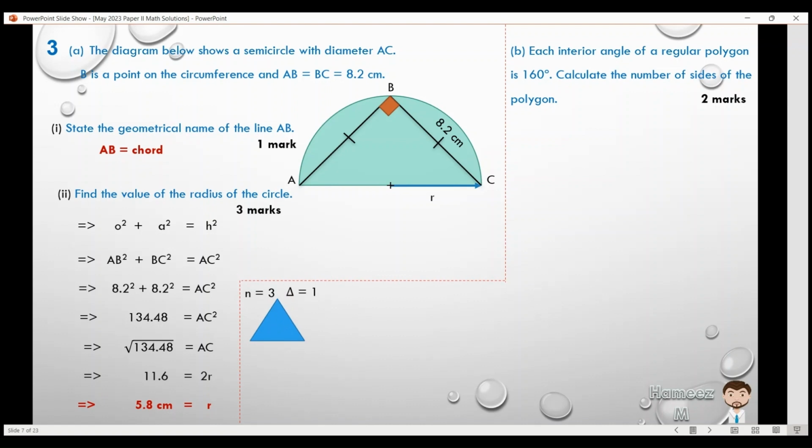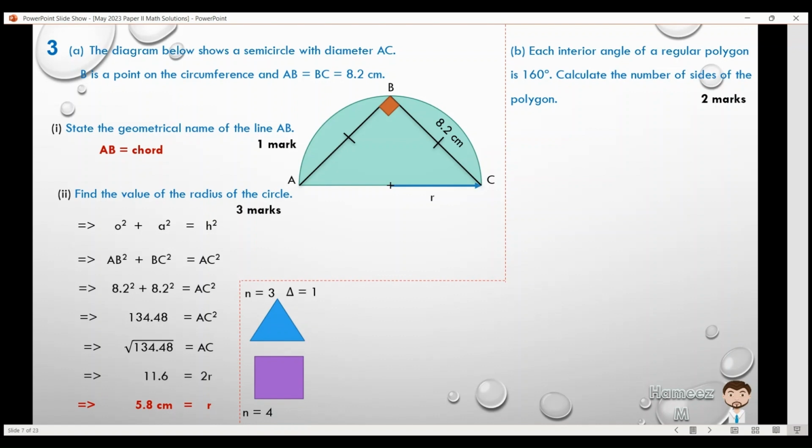Now, let's say that we move from a shape with 3 equal sides to a shape with 4 equal sides. So it'll still be a regular shape, a regular polygon, or a regular quadrilateral in this case, normally known as a square. And how many sides does it have? Well, n is 4.